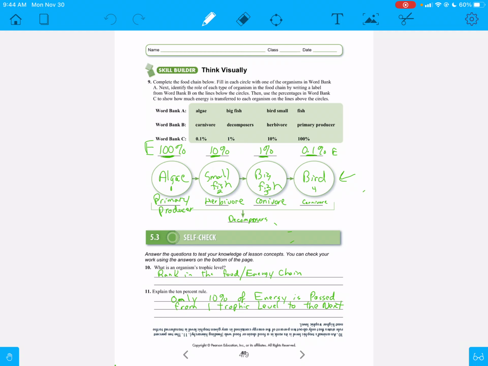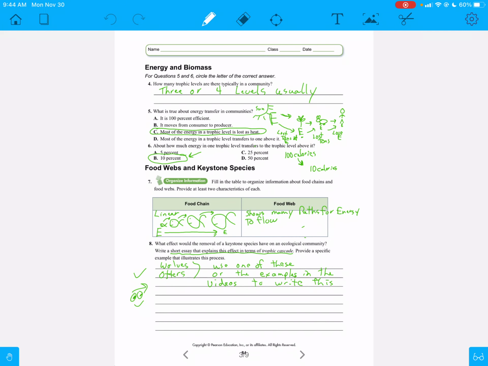What am I going to really be focusing on? I'm going to focus on this guy right here. I want to know what you know about this trophic cascade. And we've been talking about that a lot lately, so you should be able to do that 5-sentence paragraph pretty easily.